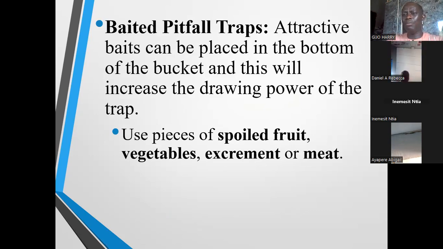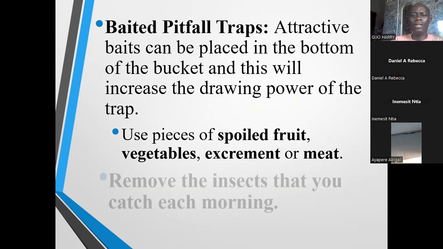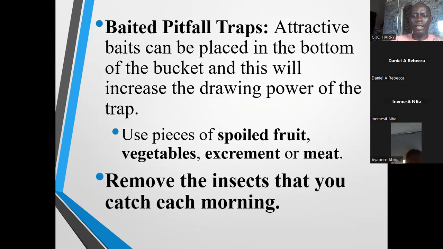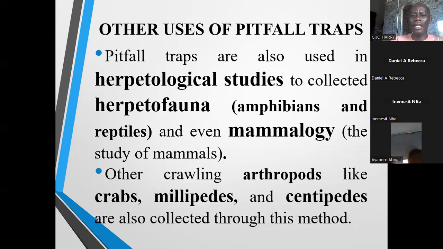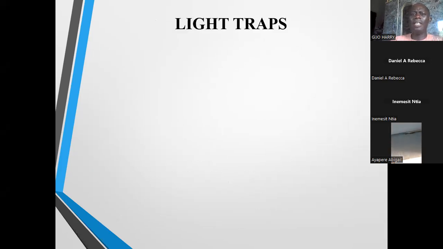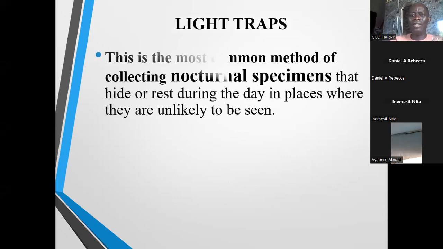Sometimes you also put barricades to make these insects fall into the traps. You can use baits such as spoiled fruits, vegetables, excrement, or even meat to attract the insects. It's advised you remove the insects that you catch each morning. Pitfall traps are also used for other purposes, like the collection of amphibians and reptiles, mammals, and other arthropods, like crabs, millipedes, and centipedes that crawl on the surface of the floor. We also looked at light traps.